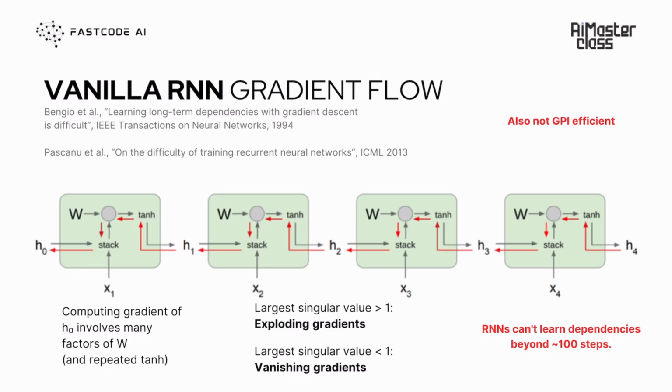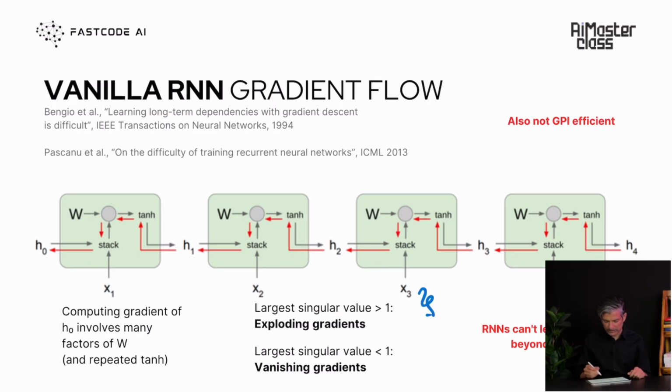As we also discussed, there is this gradient flow problem. If the largest singular value is greater than 1, we get exploding gradients, or we get vanishing gradients. And RNNs cannot learn dependencies beyond 100 time steps. So you have to split it into chunks of say 100 time steps or less. LSTMs can do slightly better, but still they cannot handle really large context sizes.